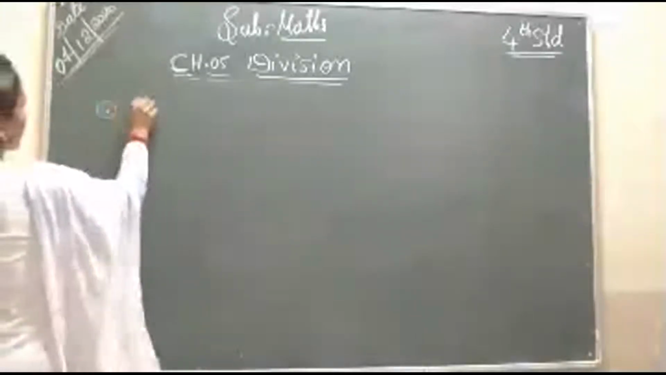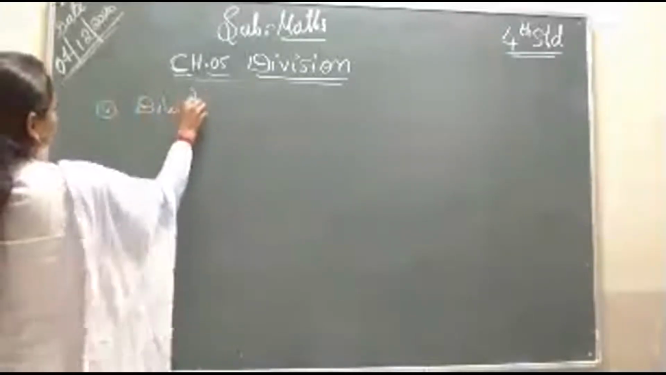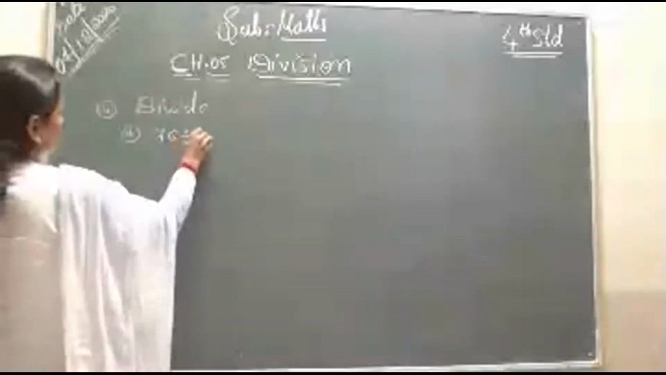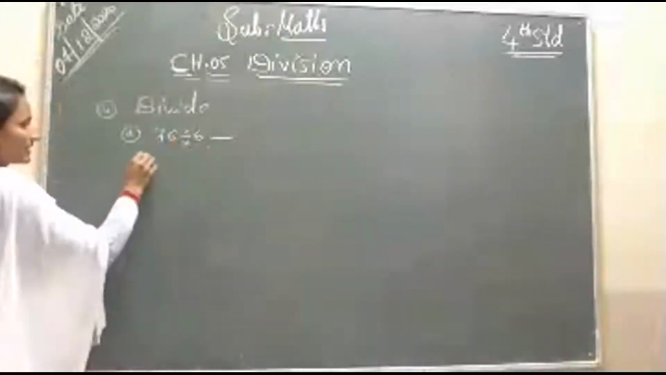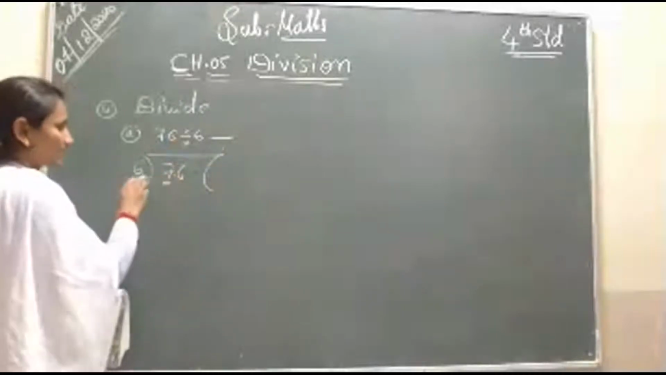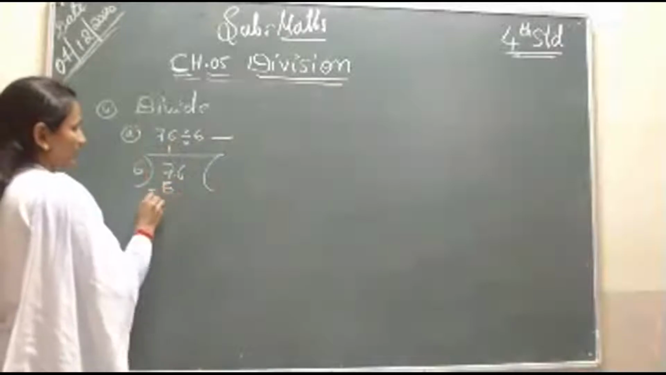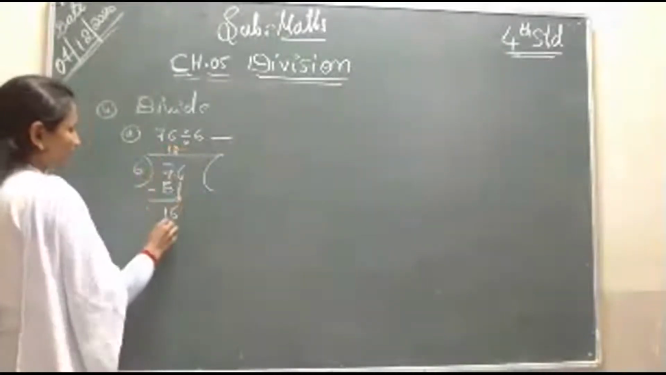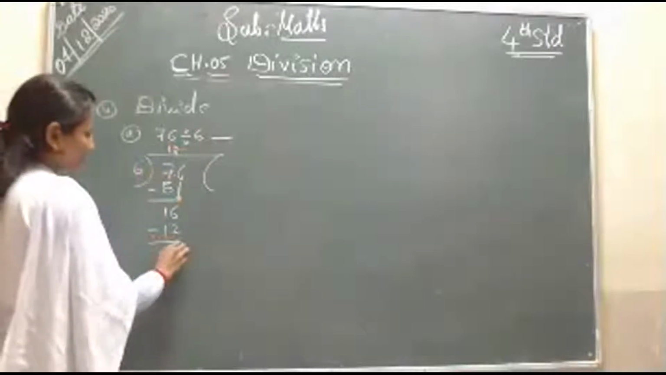very easy. 76 divided by 6. What is the result, students? You know 6 is the divisor. First we have to arrange the numbers. So first we take one digit. 6 ones are 6, so minus, 1. So 16 we have to take down. 6 twos are 12, so remaining 4, students.